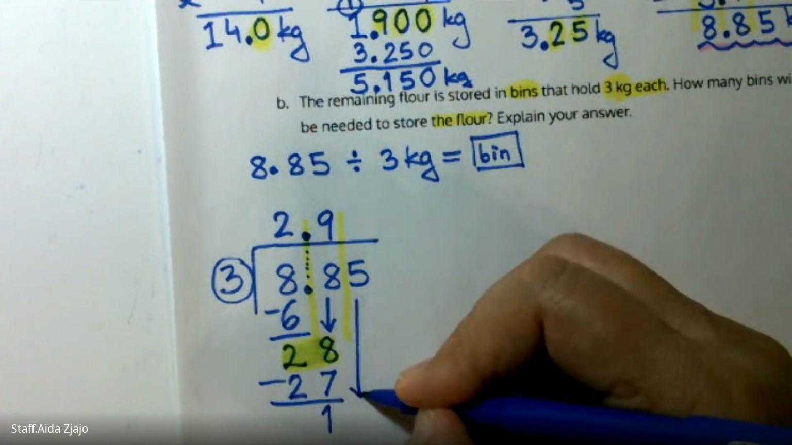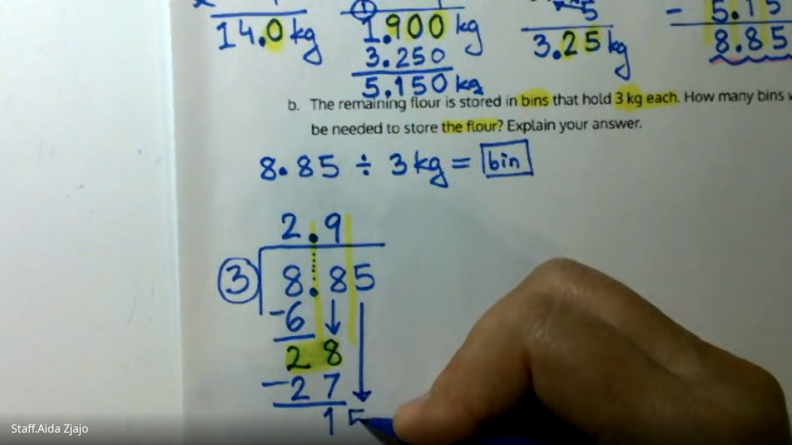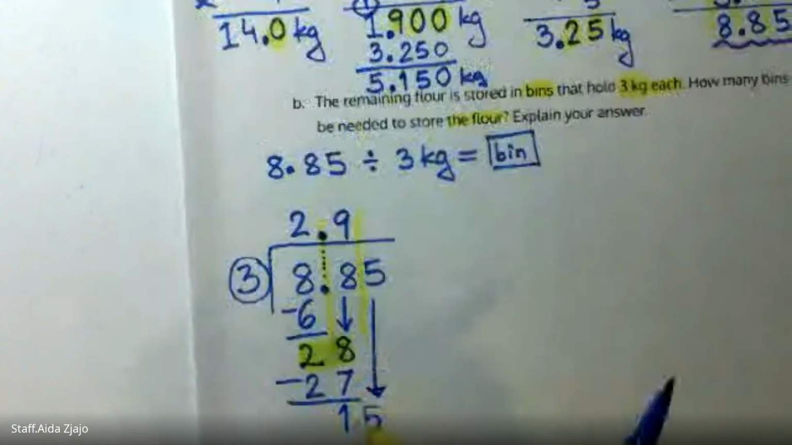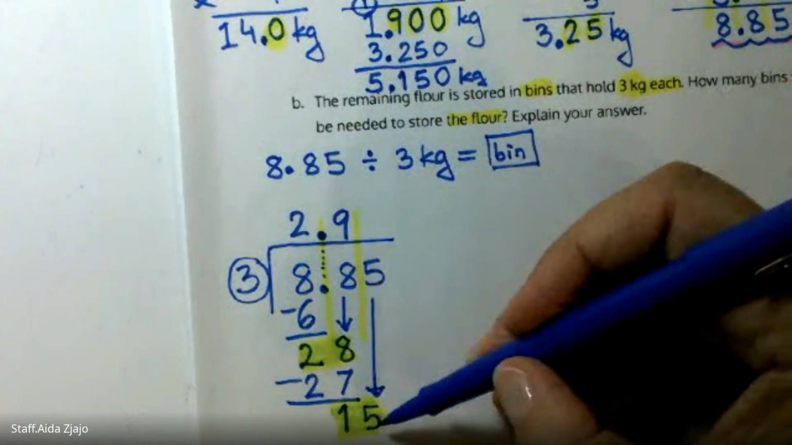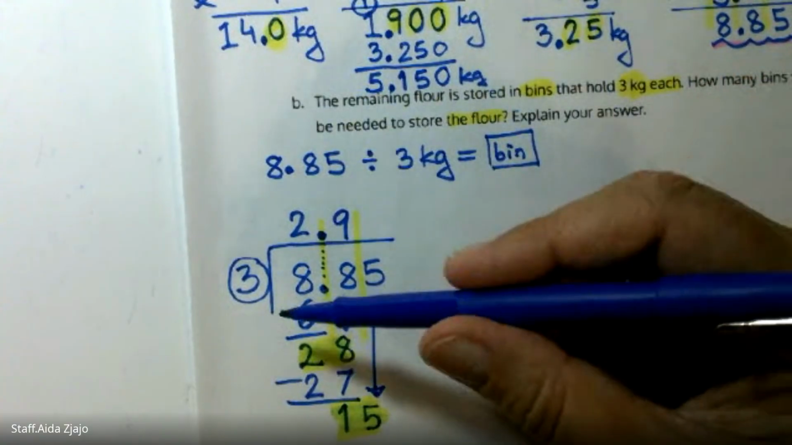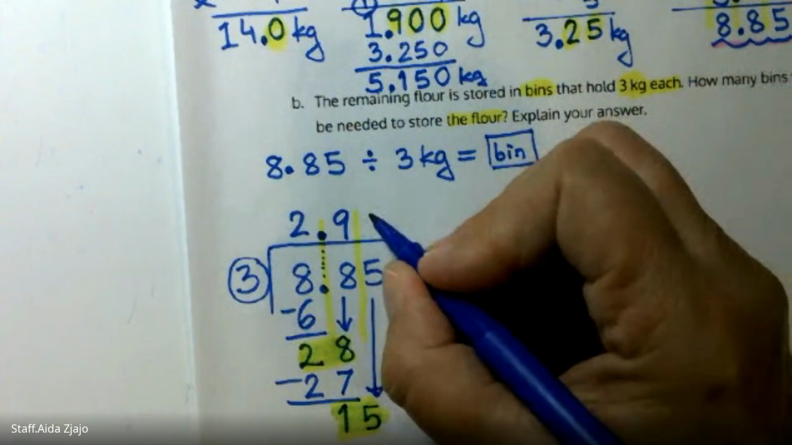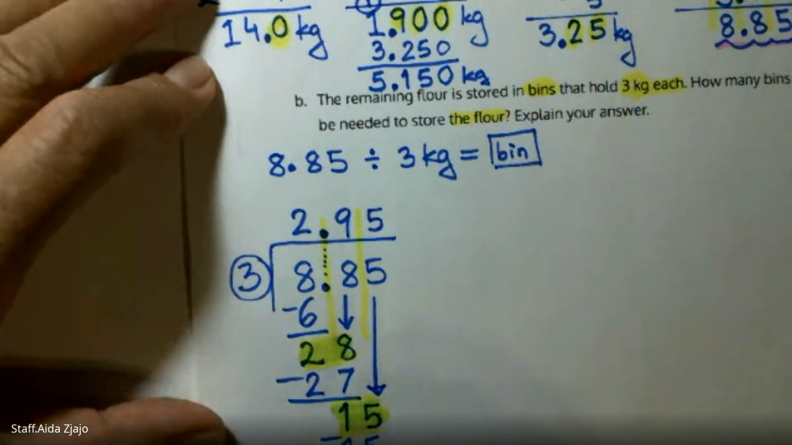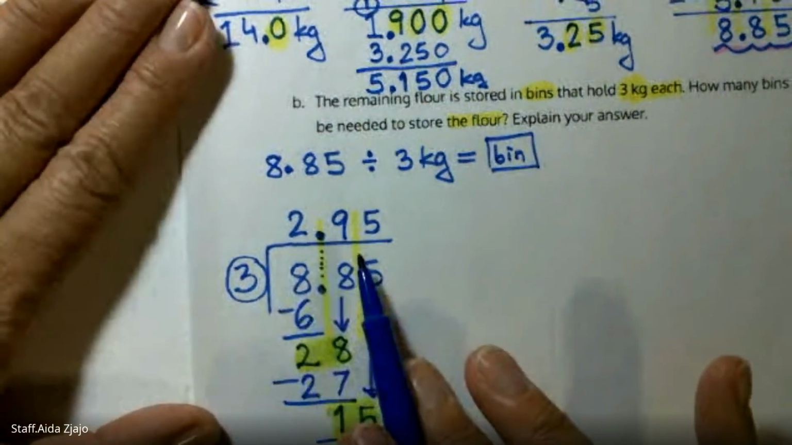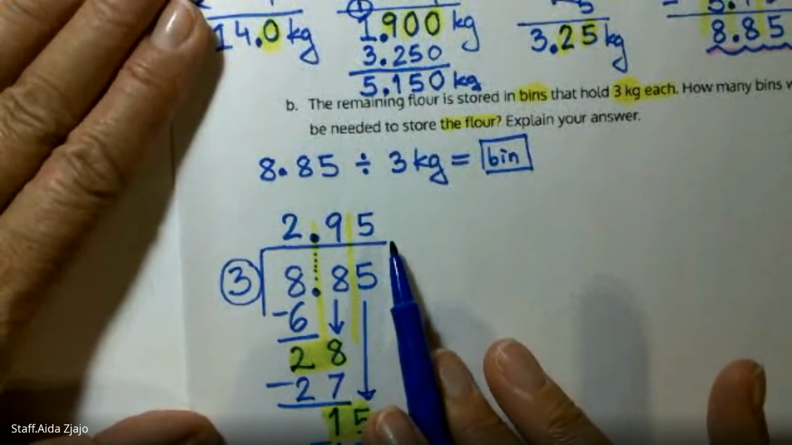Now I have the last number to bring down, which is 5, together with the 1 tenth. I have 15 hundredths. So 3 times what is 15? 3 times 5 is 15. So you can share 5 hundredths in each, and have nothing left. So each bin will have 2 and 95 hundredths kilograms.